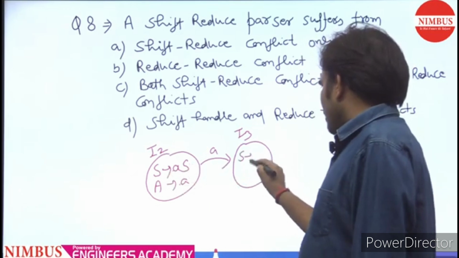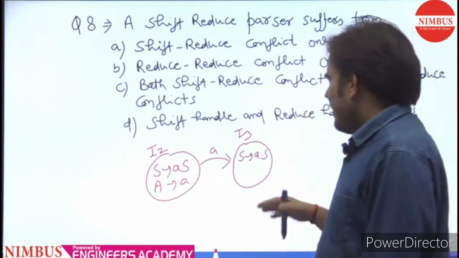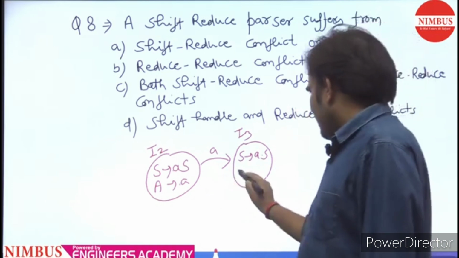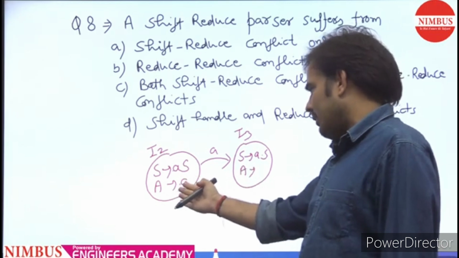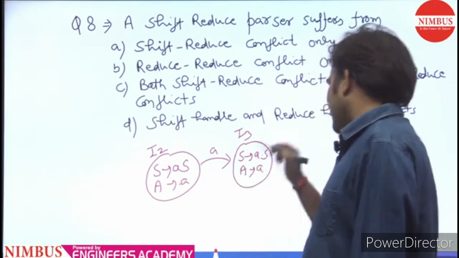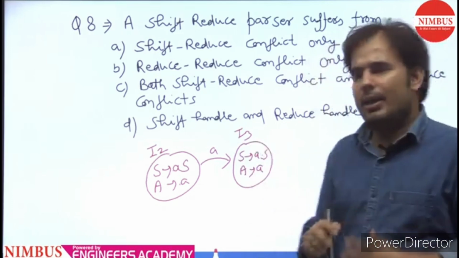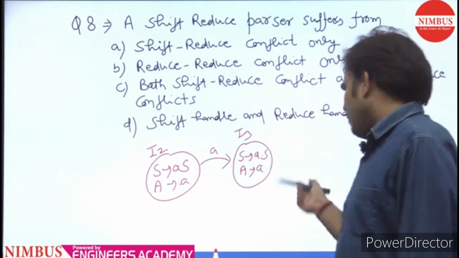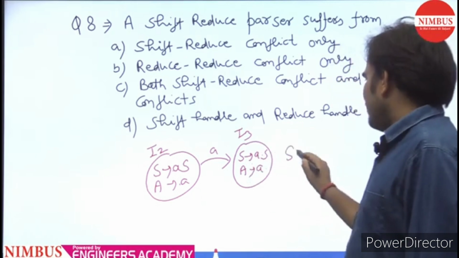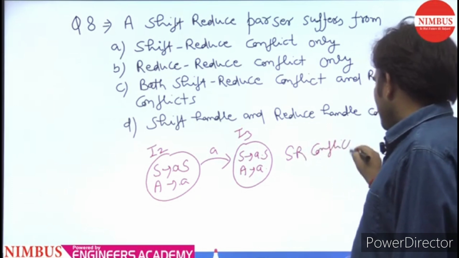So S tends to what? This A dot S, A dot S, okay, and here on A, when you are giving A, then this dot is completely shifted here. So this production is completely going to what? Reduce, and here on A this dot is shifting. So that type of conflict is called what? Shift reduce conflict, SR conflict, shift reduce conflict.